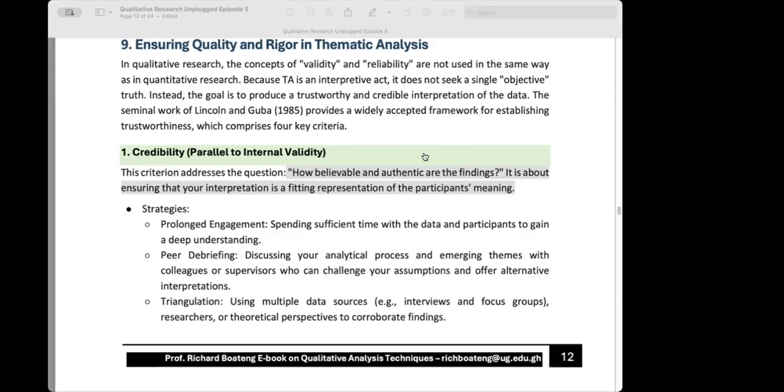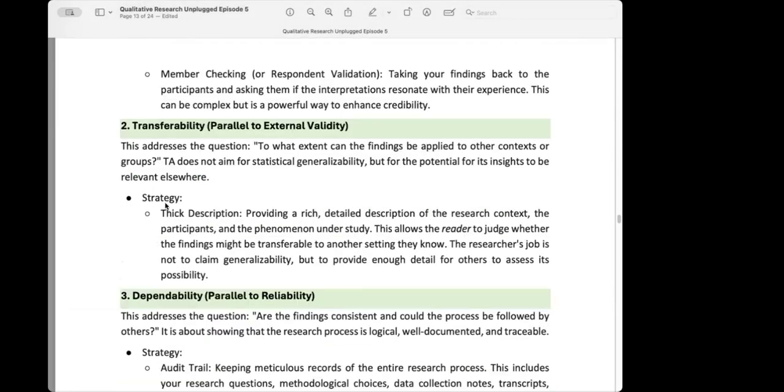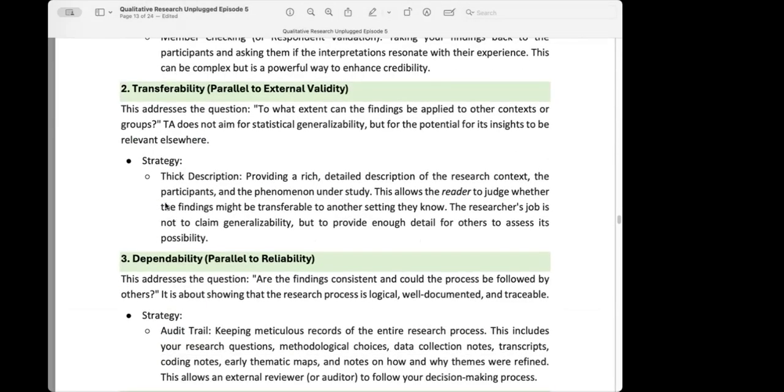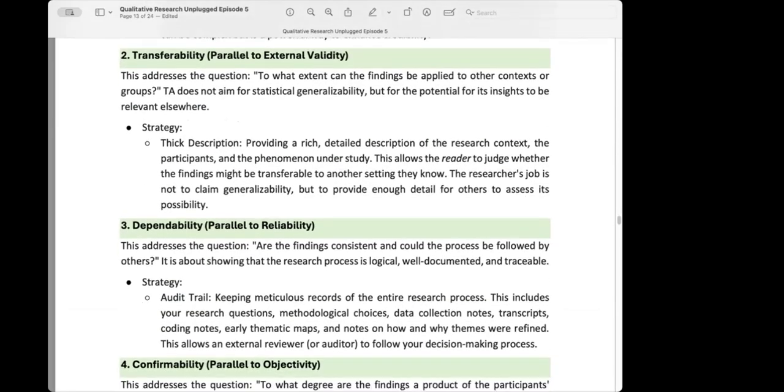Now, unlike quantitative research, which often aims for statistical generalizability based on representative sampling, TA doesn't typically aim for that kind of broad generalization. You usually can't claim your findings apply universally to an entire population based on a small qualitative sample. Instead, the goal is for its insights to potentially be relevant or transferable elsewhere under similar conditions. So not generalizing, but allowing others to see if it fits their context.